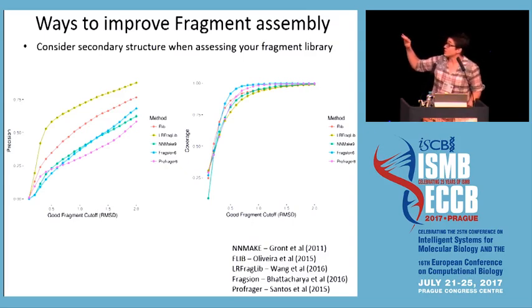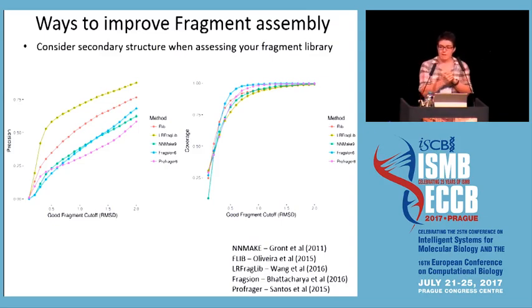So our method is the one called FLIB, which is the orange line on these. And we had compared to several other methods, but primarily the bright green line, which is NMake, the method used by Rosetta. If we look at precision, we were a bit better than NMake, and on coverage, we were about the same. Now, a couple of methods came out, FragSion and ProFragger, which were designed for being very rapid. Their results are potentially not as good, but they're very, very fast, so they have other utilities.